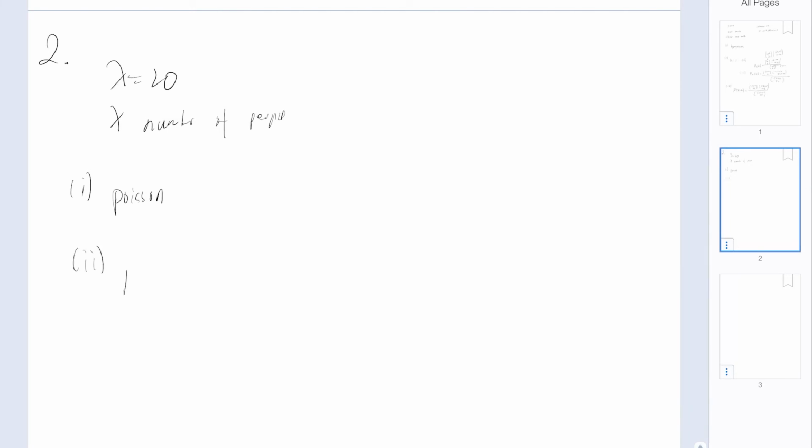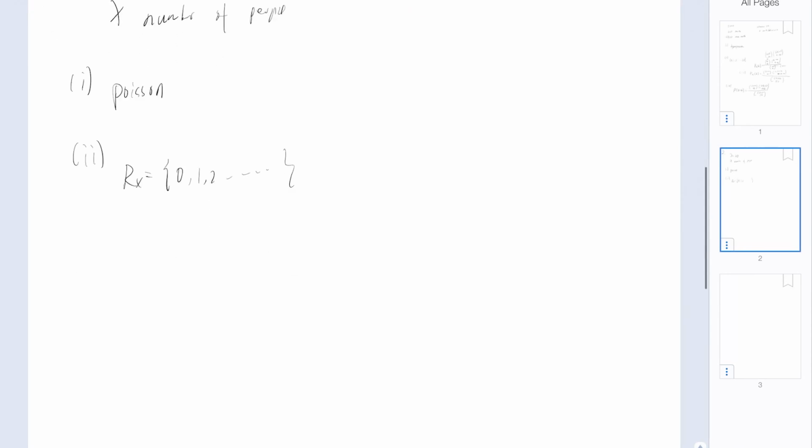Remember, for the Poisson distribution, the range can be 0, 1, or 2 up to infinity. And it also makes sense in this context because there can be 0 people, 1 person, 2 people, up to infinity people showing up. And also for the probability distribution, remember the Poisson distribution's formula is lambda to the kth times e to the negative lambda over k factorial. So that's the probability mass function of the random variable equal to k.